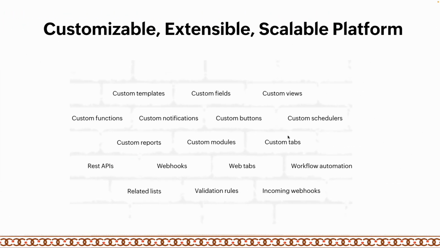So all the Zoho products are built upon a customizable, extensible, and scalable platform. If the default features within the system don't suit you, you can extend the product using custom fields, custom modules, and custom views. If you want to automate something, you can run custom functions and custom schedules. All this is possible because we have built a platform, and then you can extend that to any extent that you want.